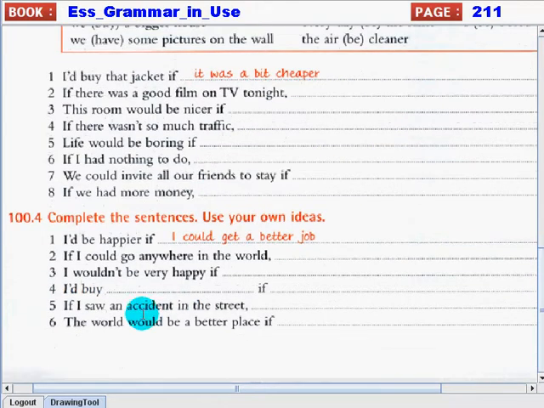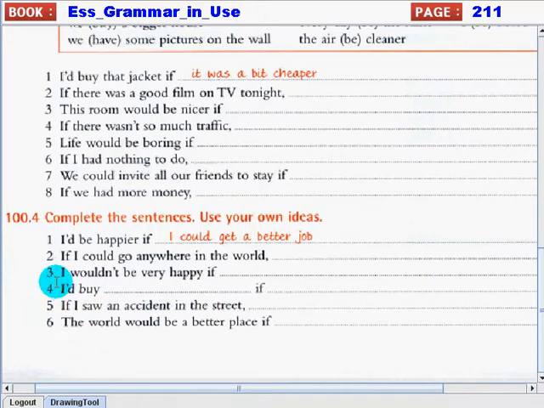Now, let's do activity 100.4. Complete the sentences. Use your own ideas in making or prolonging the following sentences. We have to continue to make one good sentence. Okay? Now I encourage you to pause your video for a while you're doing numbers 2 to 6 on your own. Let's start now.